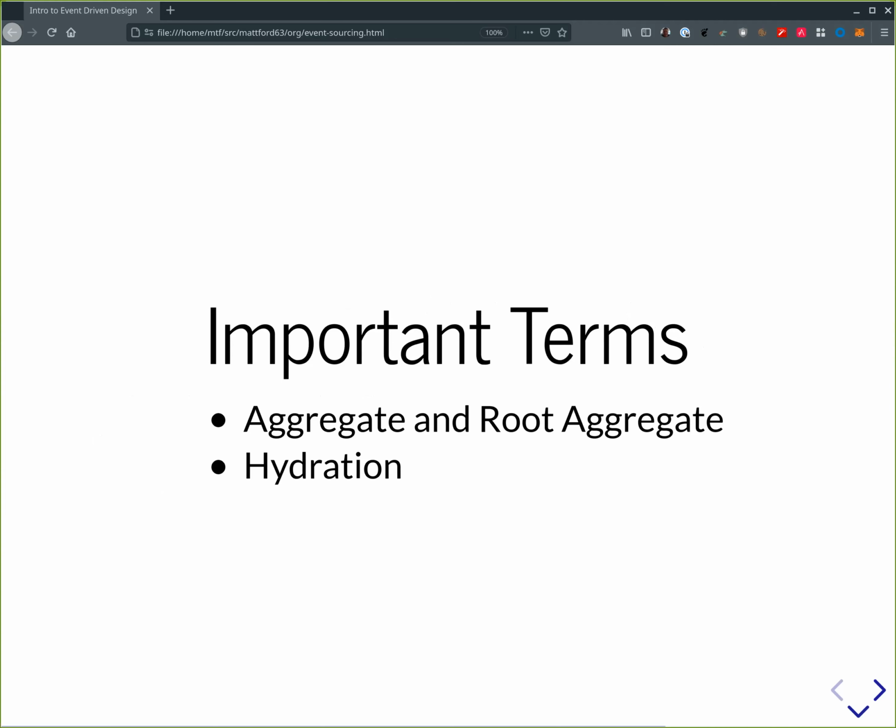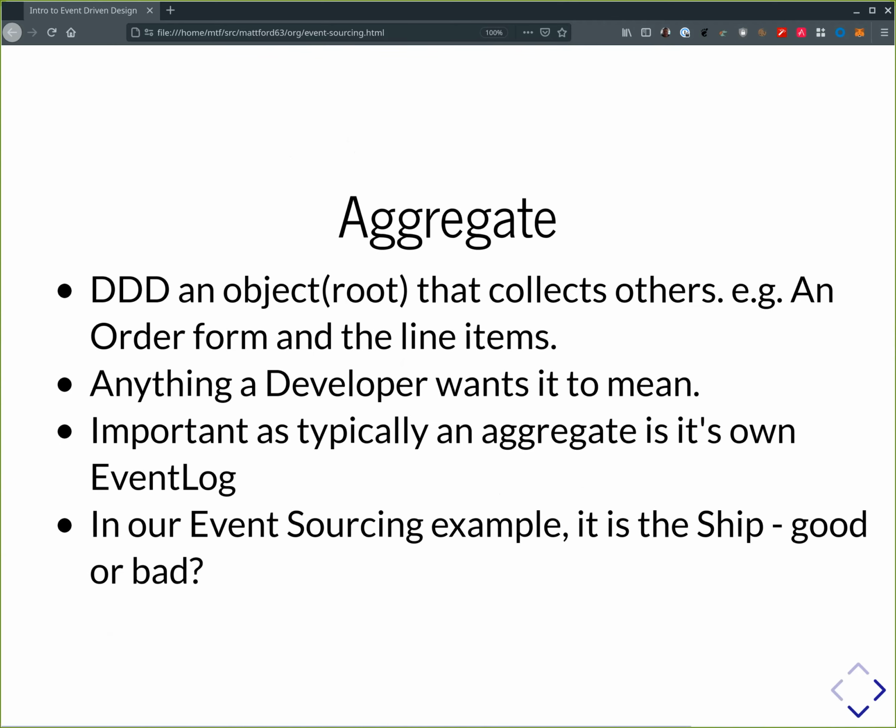So when you're working on these systems, there are a couple of important terms that I think are a little bit opaque at the start: aggregate and hydration. An aggregate, in domain-driven design, is an object that has other objects in it. The classic example is an order form with lots of line items. In our case, it's the ship.